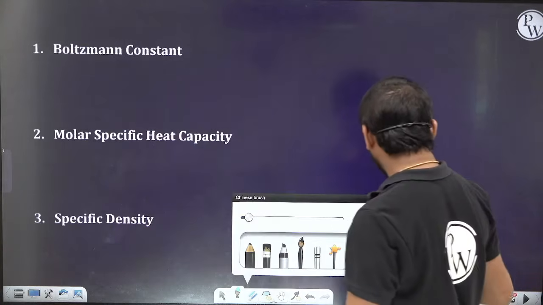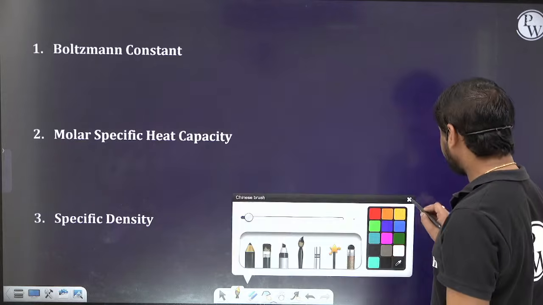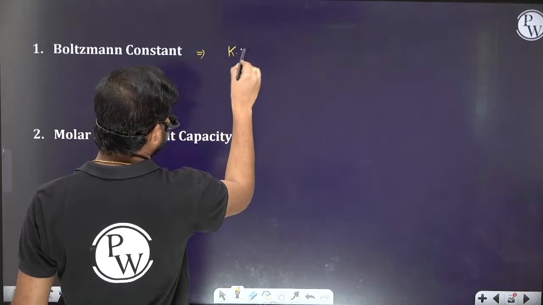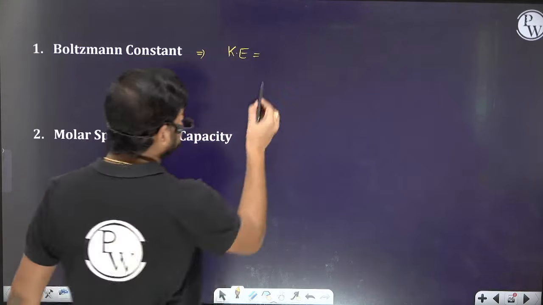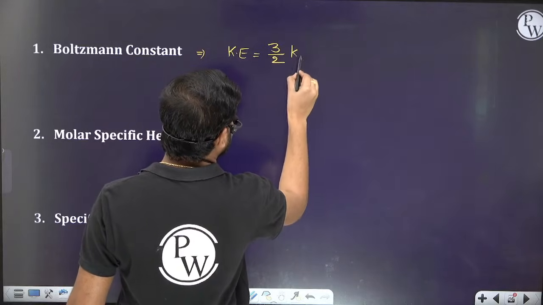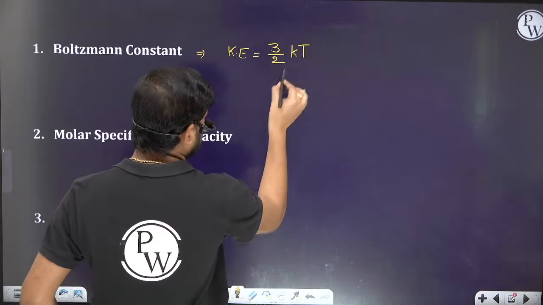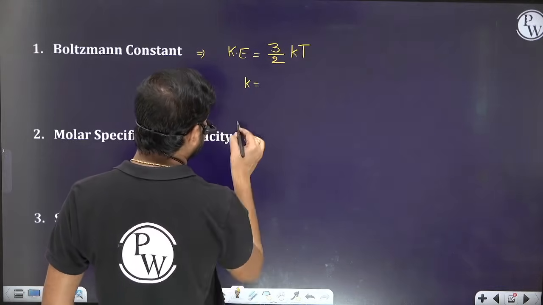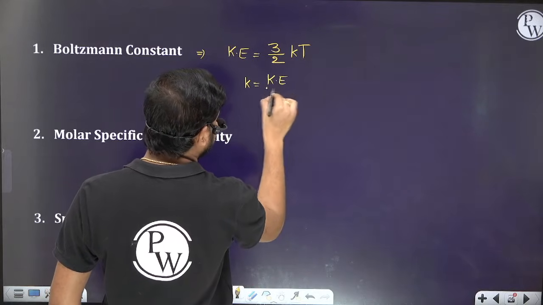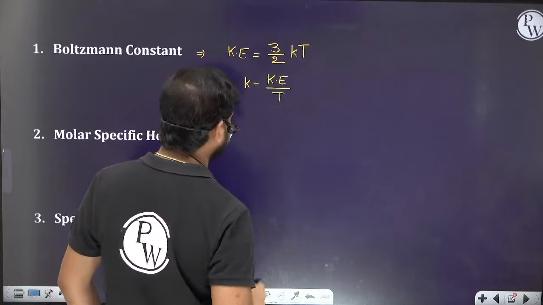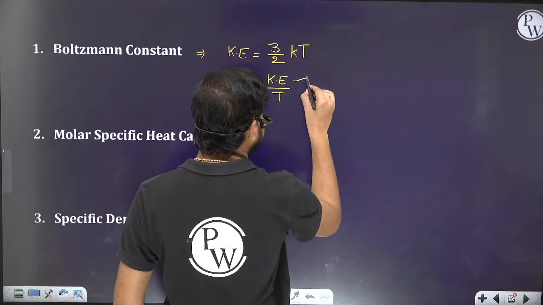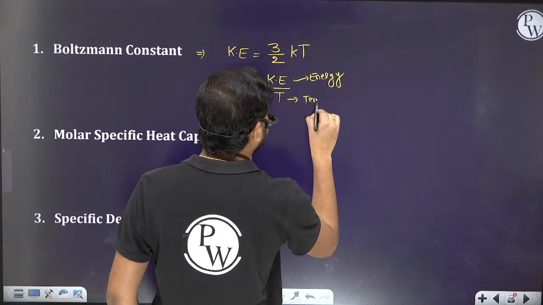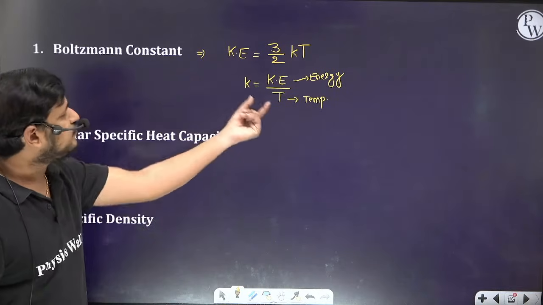Again we have something: the Boltzmann constant, which is also a frequently asked term. The kinetic energy of a gas is equal to 3/2 kT, where the small k is the Boltzmann constant. This 3/2 will not have any dimensions. So the Boltzmann constant k is equal to the kinetic energy KE by T, the temperature. This is the energy and this is the temperature.